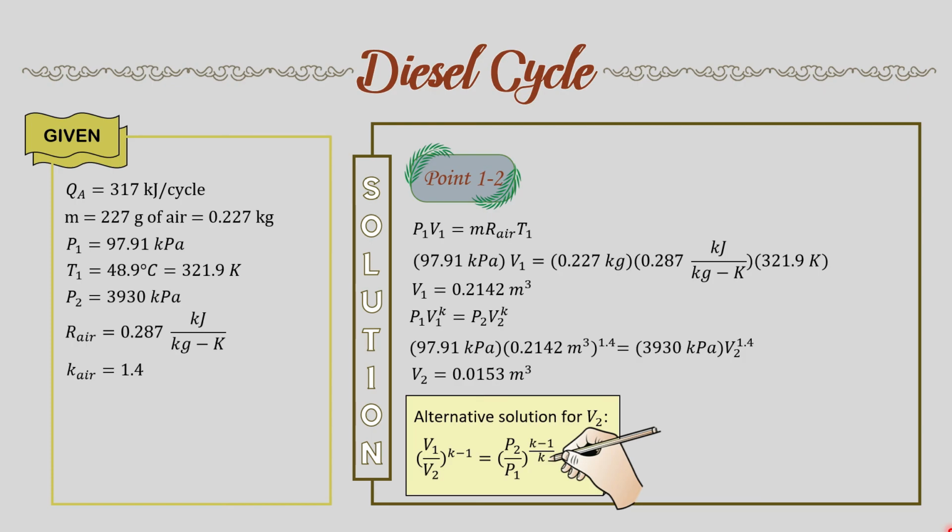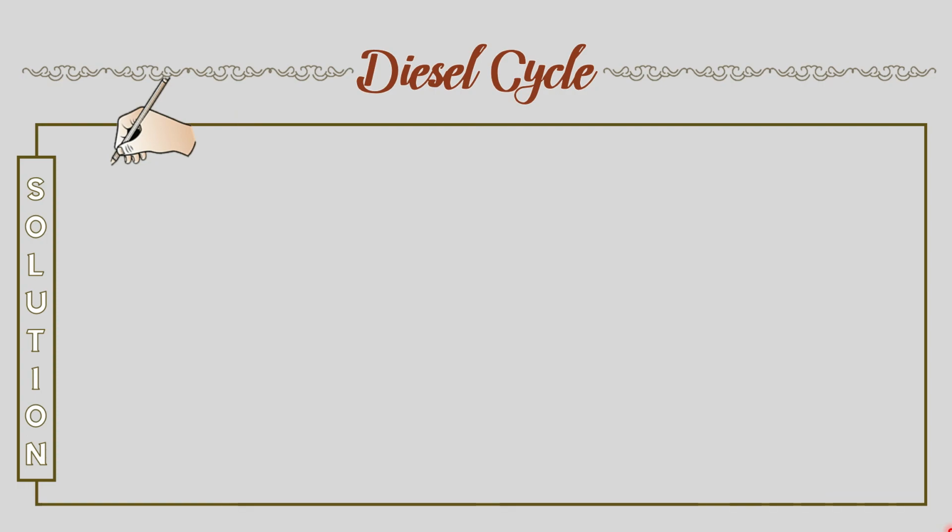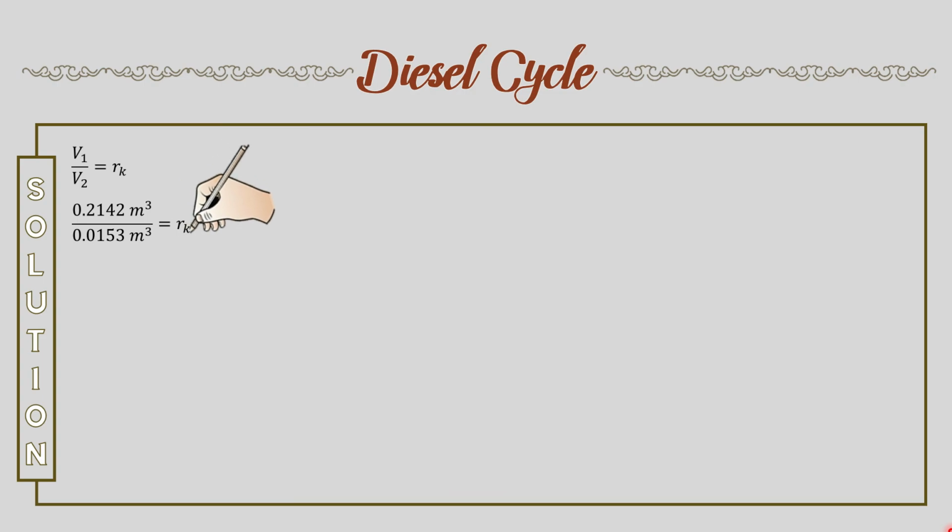Moving on, let's solve for the compression ratio. We have V1 over V2 is equals to RK, and the given are 0.2142 cubic meter over 0.0153 cubic meter is equals to RK. And the answer is RK is equals to 14. Since we already have compression ratio, we can solve for T2 using T2 over T1 is equals to RK raised to k minus 1.